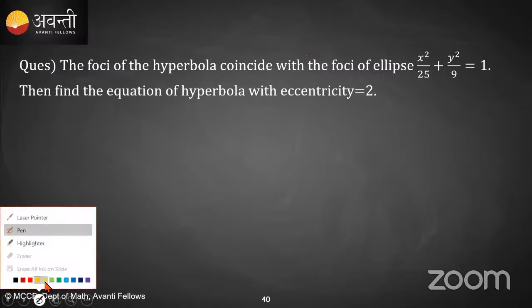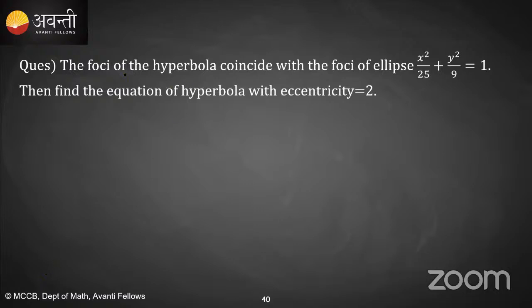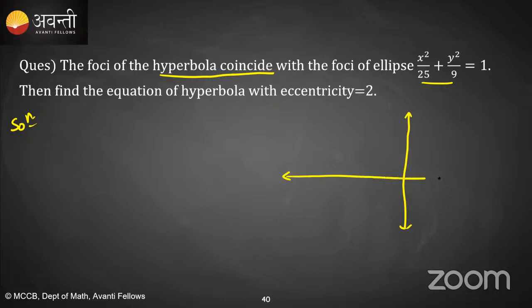What the question is saying is, the focus of the hyperbola coincides with the focus of the ellipse. Then find the equation of the hyperbola with eccentricity 2. Let's say this is an ellipse.